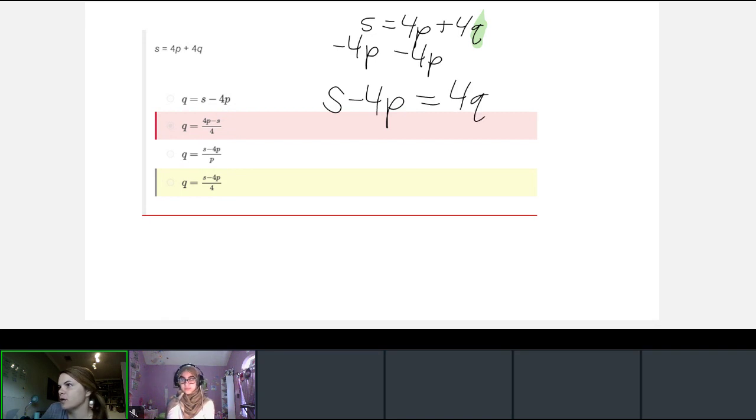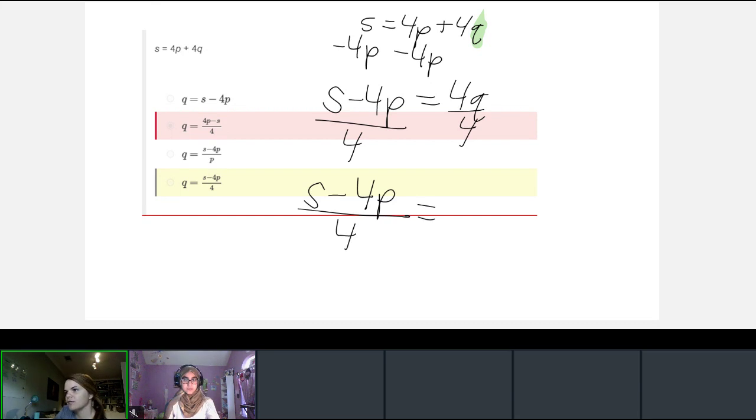equals 4Q. And I think what maybe got you is that you solved it right, you just had your 4P minus S instead of S minus 4P. So then we have 4 times Q, so I'm just going to divide by 4 on both sides. And you're going to get S minus 4P, divided by 4, equals Q. So that's how you get this one.